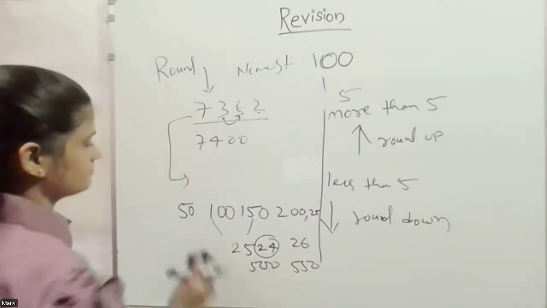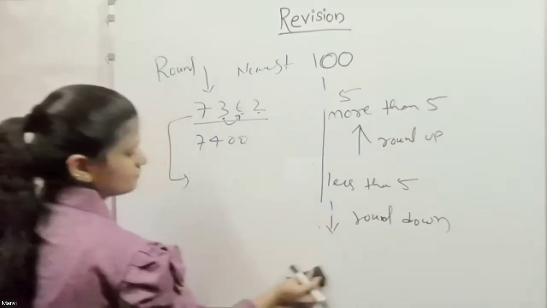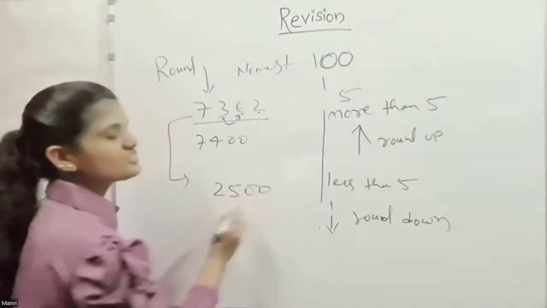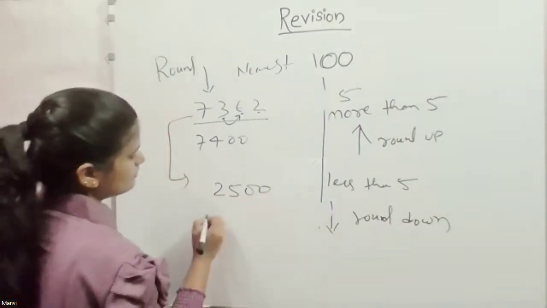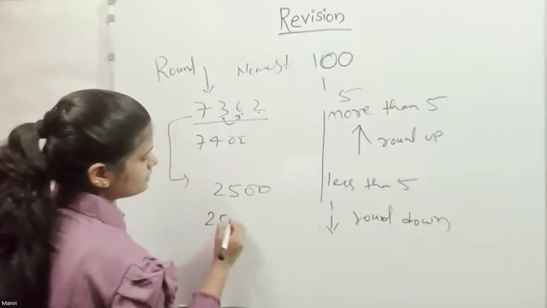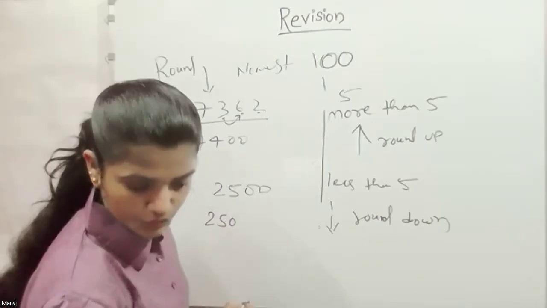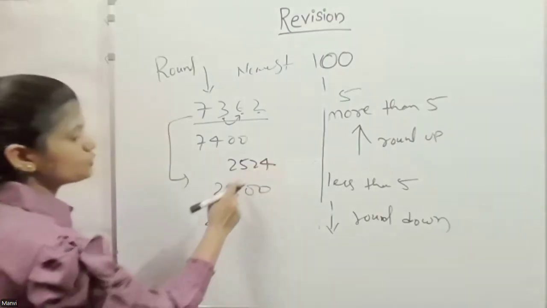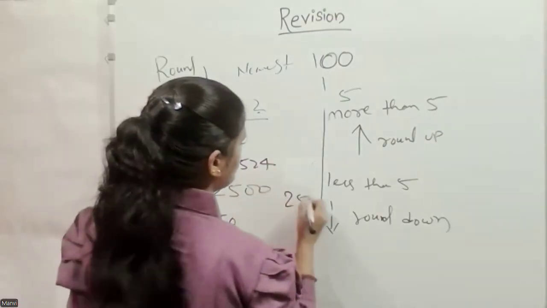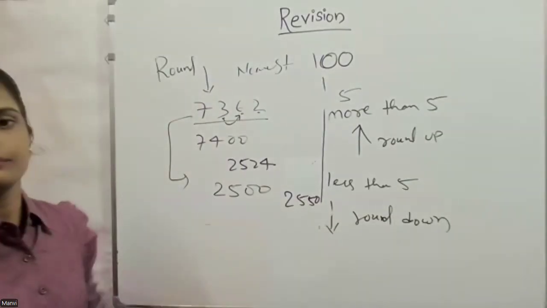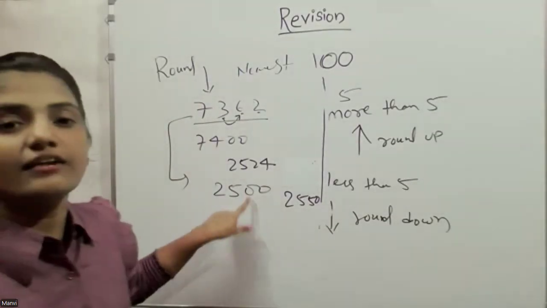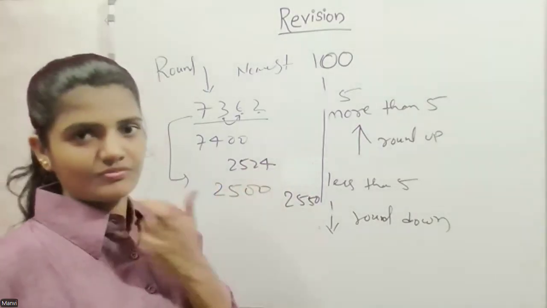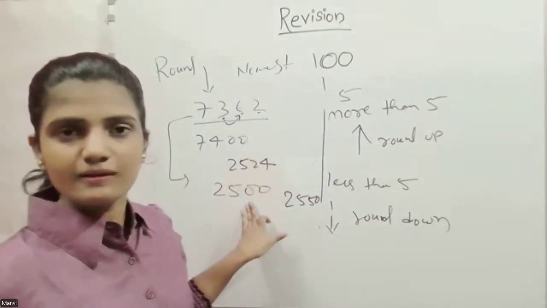Isn't it 2,500? Yeah, 2,500. The question is 2,524, so this is closer to 2,500 or 2,550. For making this, you need to take away 24, and for making that, you need to add 26. So 24 is closer. That's why the answer will be this.